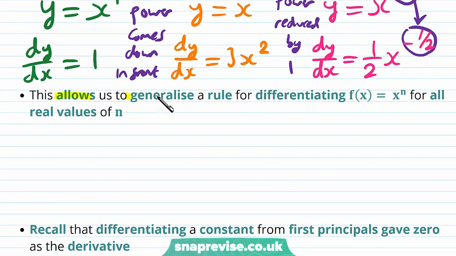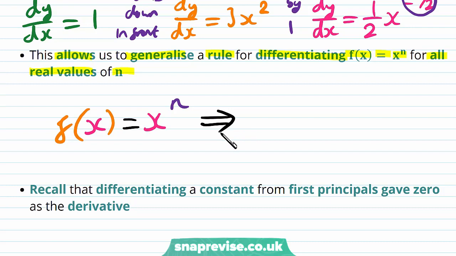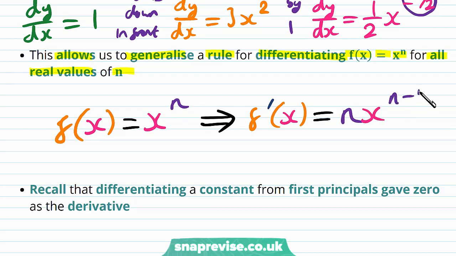This allows us to generalize a rule for differentiating f of x equals x to the power of n for all real values of n. So if we have that f of x is of the form x to the power of n, then this gives us that f prime of x is equal to, first, bringing down the power to the front and giving a constant outside, so our n goes there, and then we reduce the power by 1. So we have an x to the power of n minus 1.